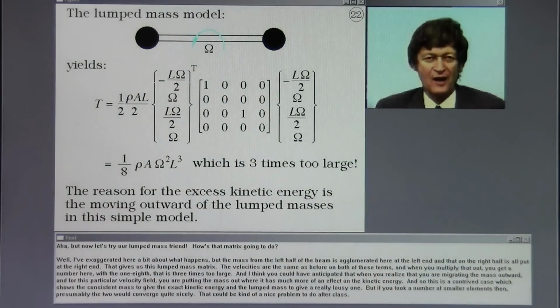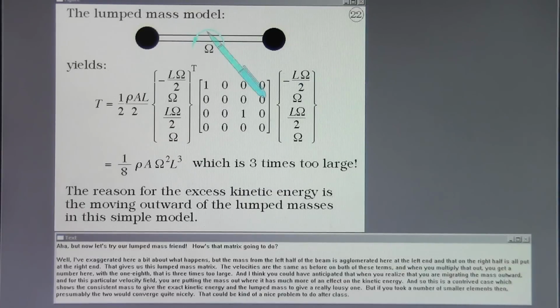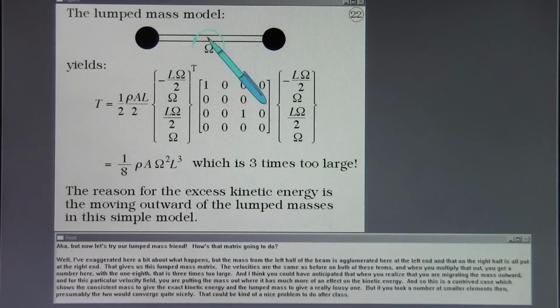Aha, but now let's try our lumped mass friend. How's that matrix going to do? Well, I've exaggerated a bit here about what happens, but the mass from the left half of the beam is agglomerated here at the left end, and that on the right half is put all at the right end. That gives us this lumped mass matrix.